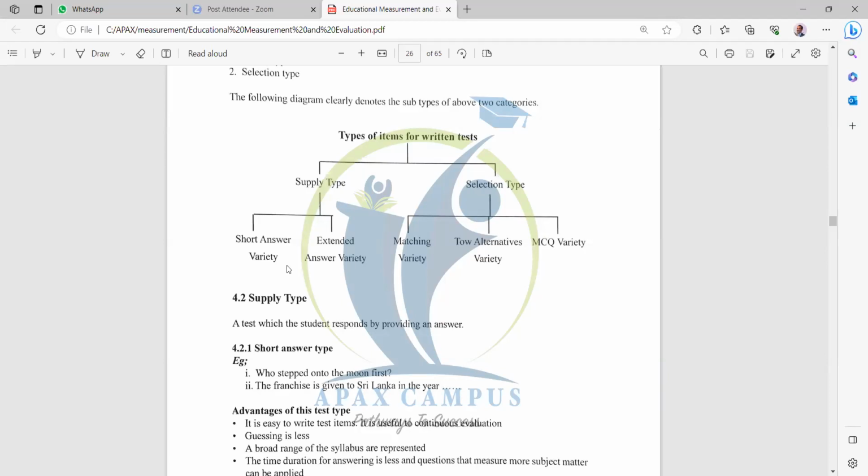Next one, it should be two alternatives variety, two alternatives. Right? There are only two alternatives like yes, no, right, wrong, true, false, etc. On the other side, we have MCQ, multiple choice question variety, multiple choice. So there are multiple choices. There can be 3 choices, 4 choices, 5 choices. Among them, there's only one correct answer. So what you are supposed to do is to select the correct answer. Those are a few examples. Basic classification of these test items.